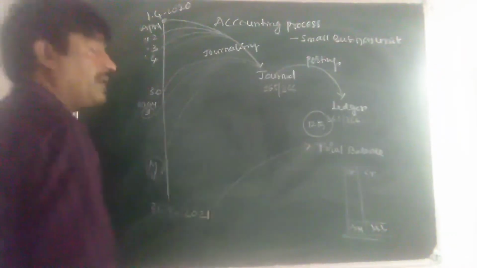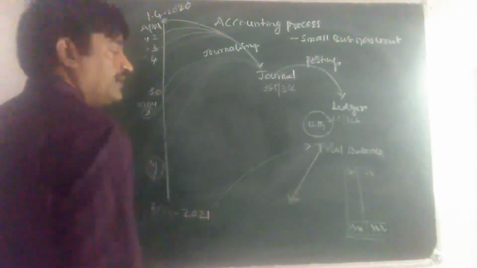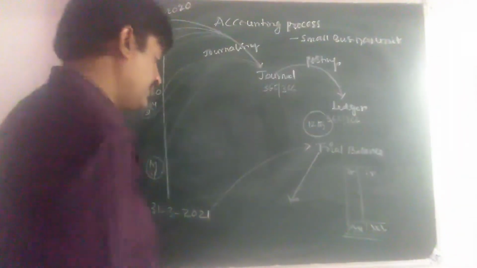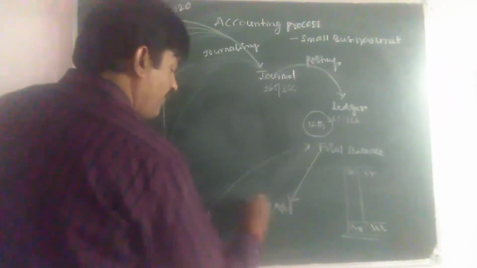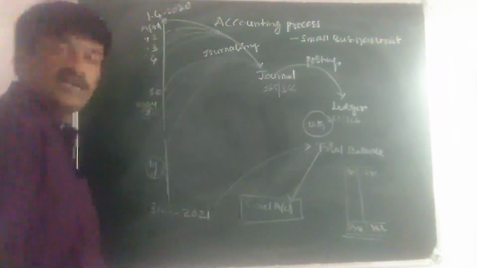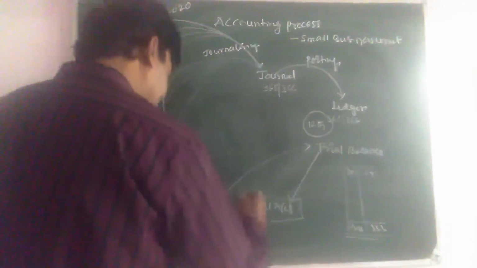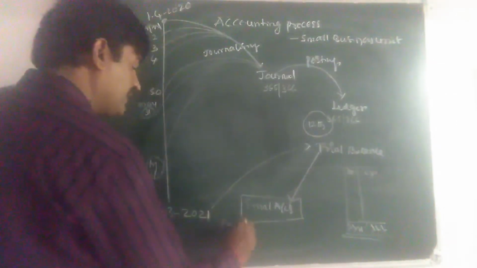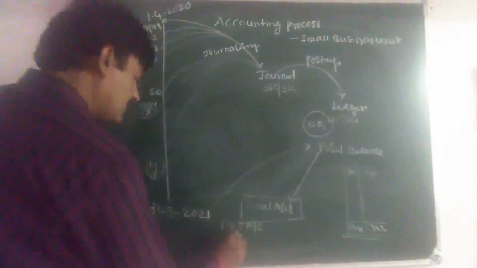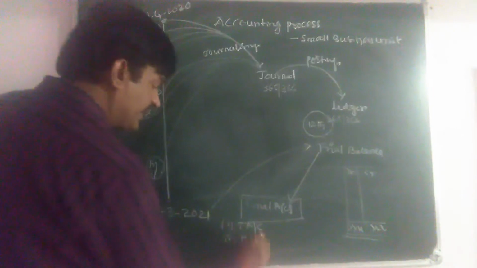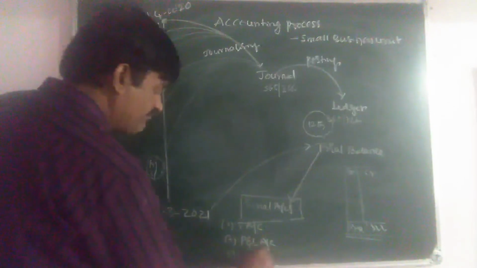After agreement of trial balance, on the basis of this trial balance, we are going to prepare the final accounts. Final accounts give the final result of the business. The final accounts consist of what? Consist of 3 steps. Number 1 is what? Number 1 is preparation of trading account. Second step is preparation of profit and loss account. The last step is preparation of what? Preparation of balance sheet.